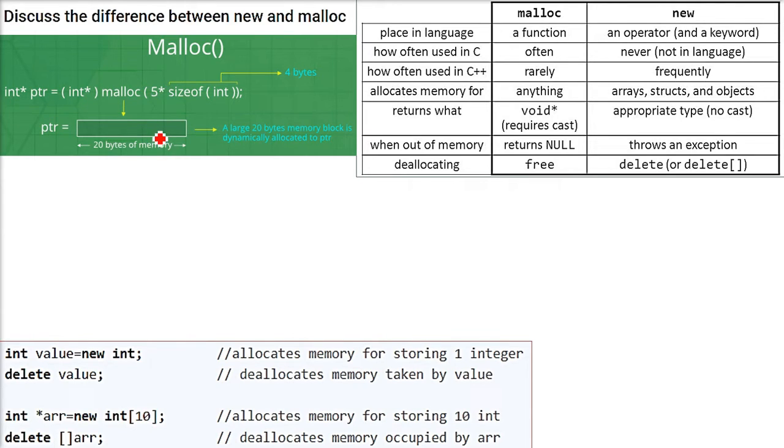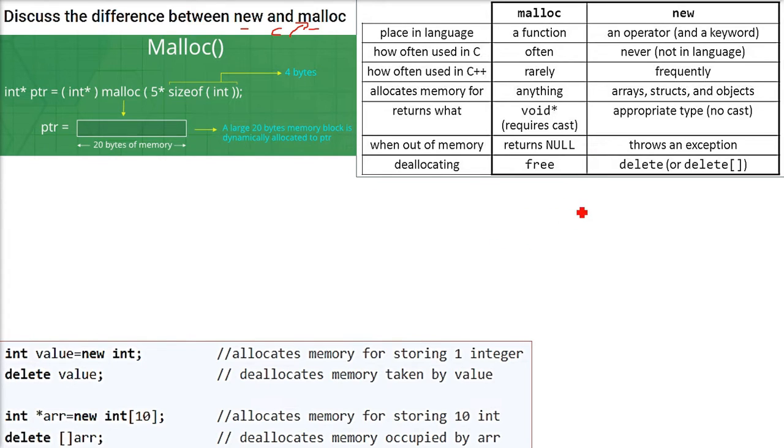Discuss the difference between new and malloc. See, in C++ we use new and malloc. In C we were using malloc. Malloc in C++ is used very rarely, but still we need to know the differences. Okay, how do we use new and malloc? Let us see first, then we'll go to the difference.